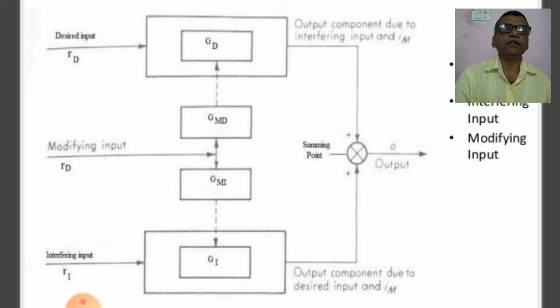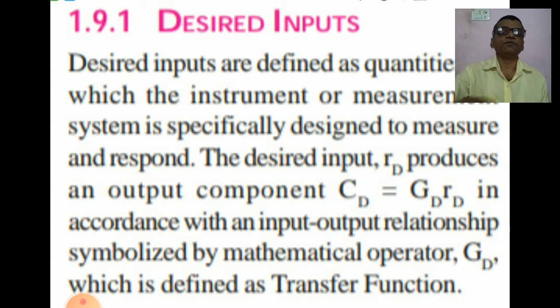Now we will see one by one what is desired input, what is interfering input, and what is modifying input. First, the desired input. Desired inputs are defined as the quantities which the instrument or measurement system is specifically designed to measure and respond to. As shown in the block diagram, the desired input RD produces an output component CD that is equal to GD times RD. GD is the transfer function for desired input, and RD is the desired input.